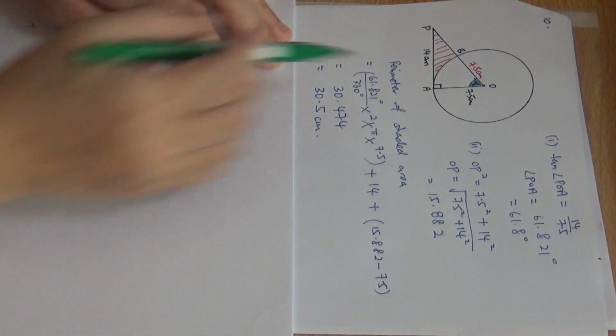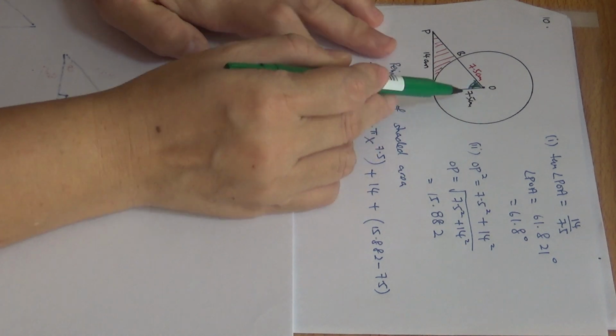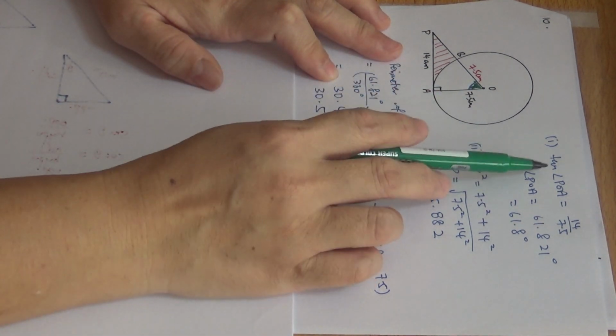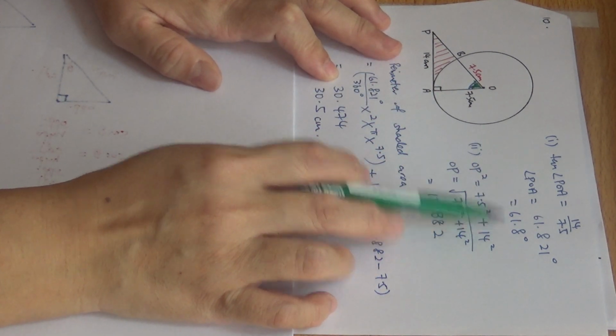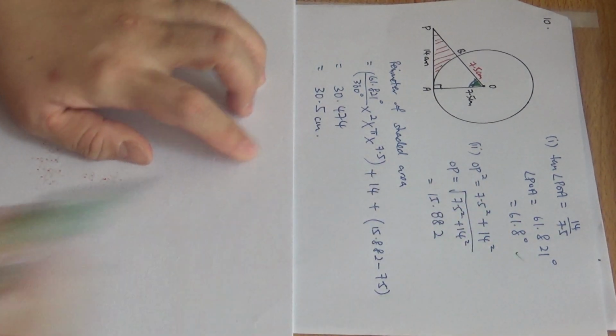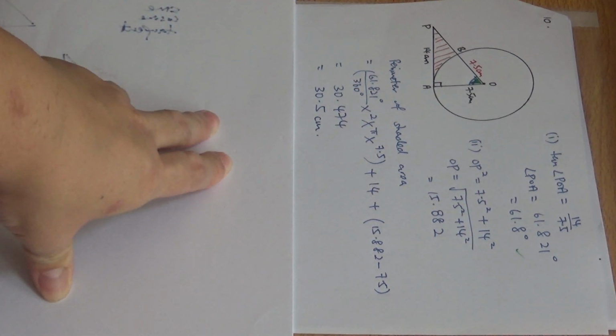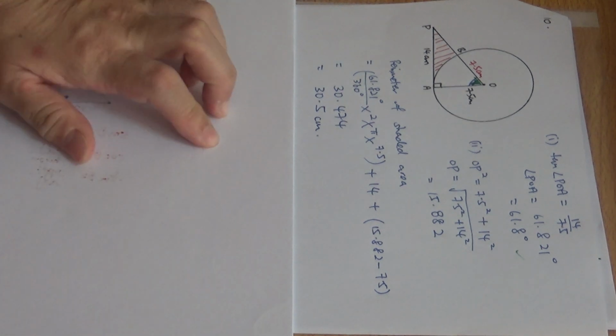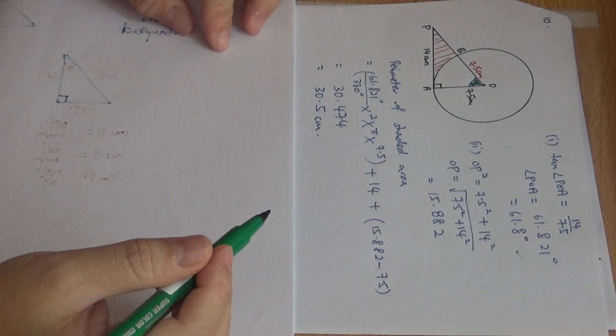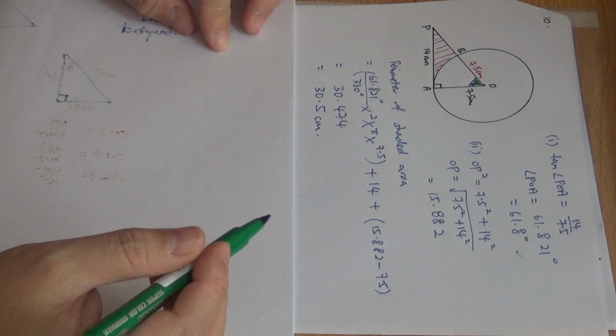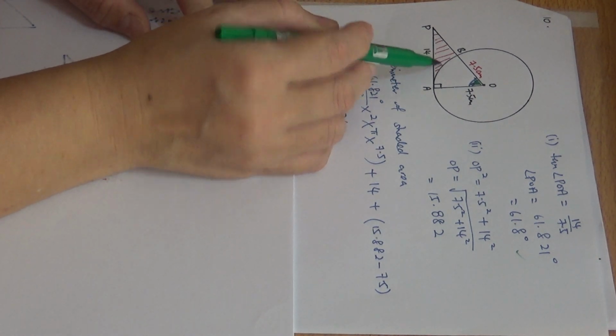Okay, in order to find this angle, I look at this triangle, I use tangent. So tangent POA is this. I will get the answer as 61.8 degrees. Okay, 61.8 degrees. Now next, they want us to find the perimeter of the shaded region PBA.